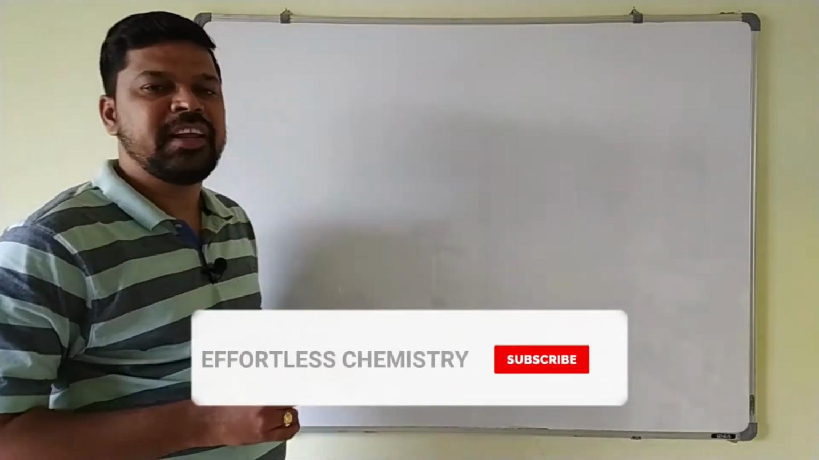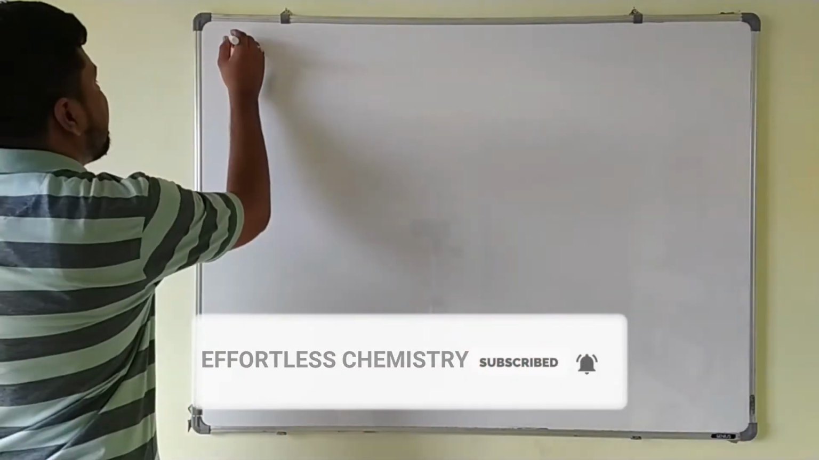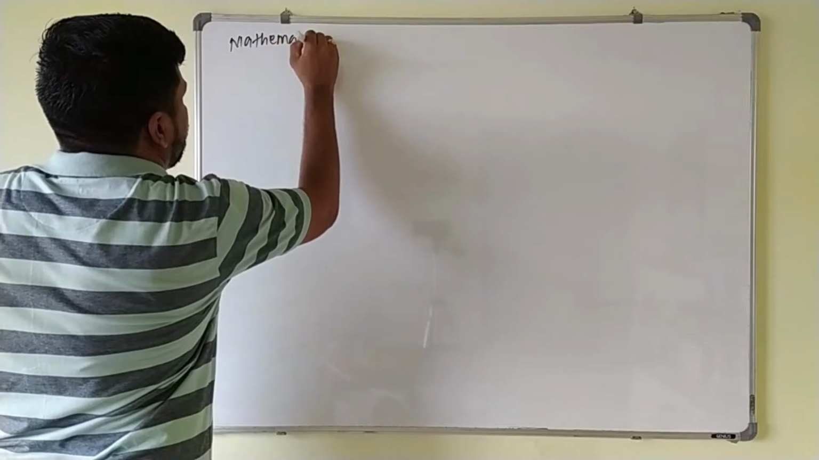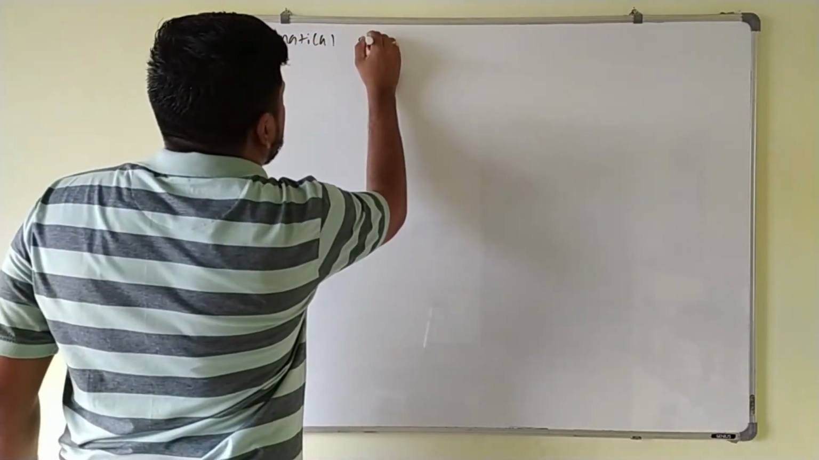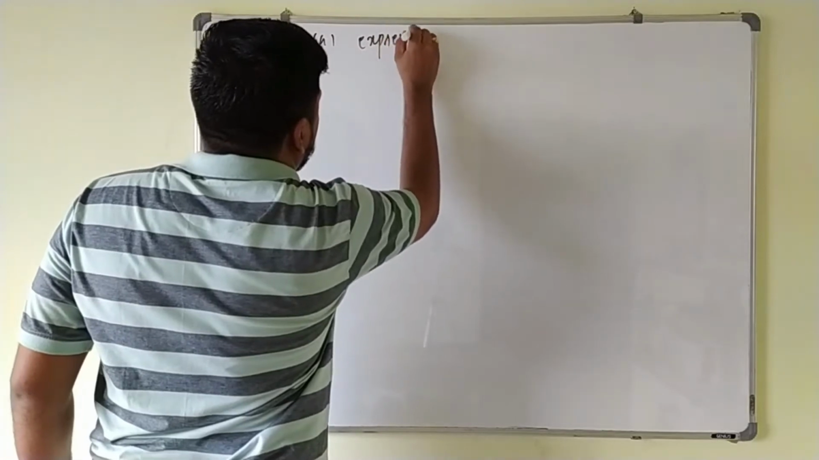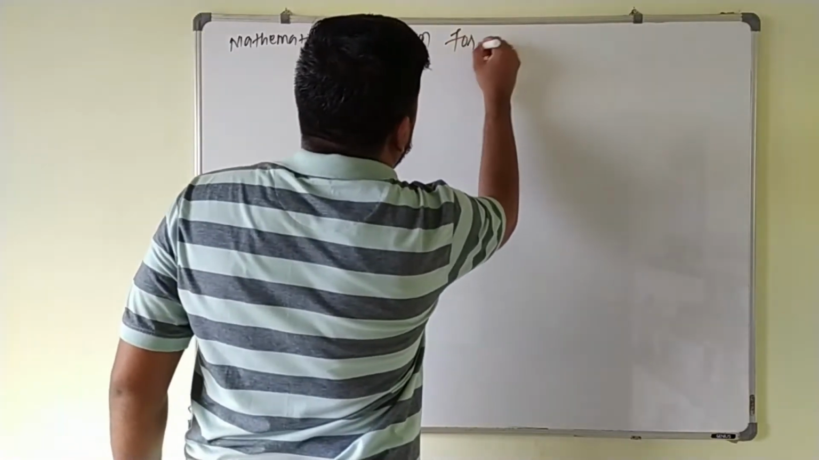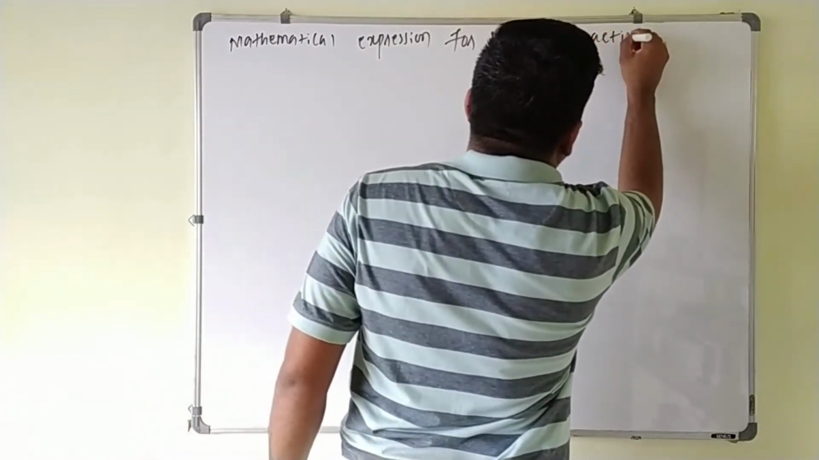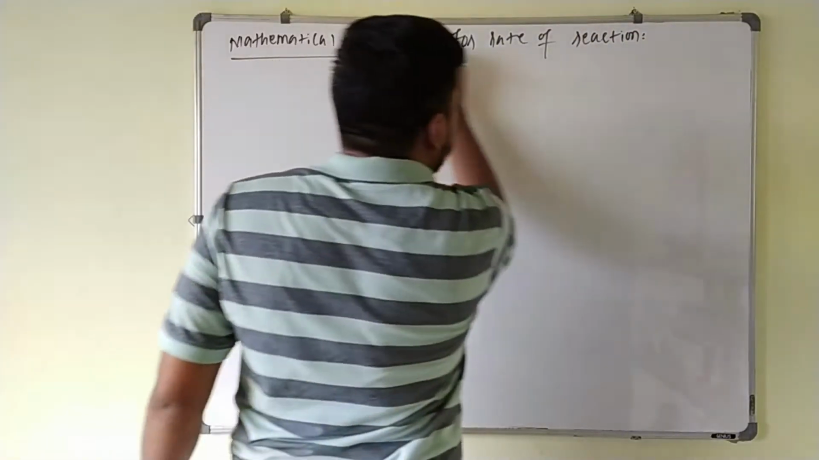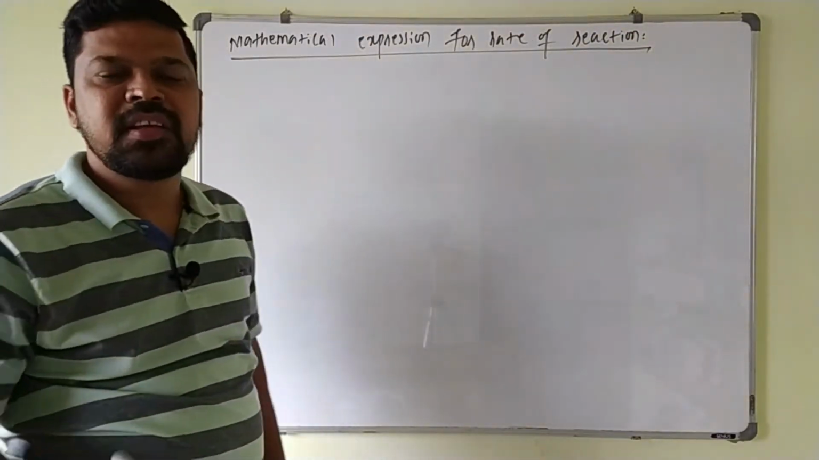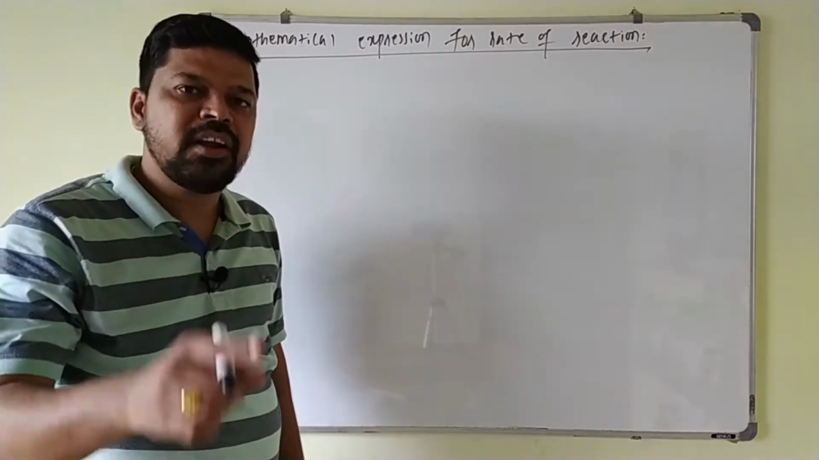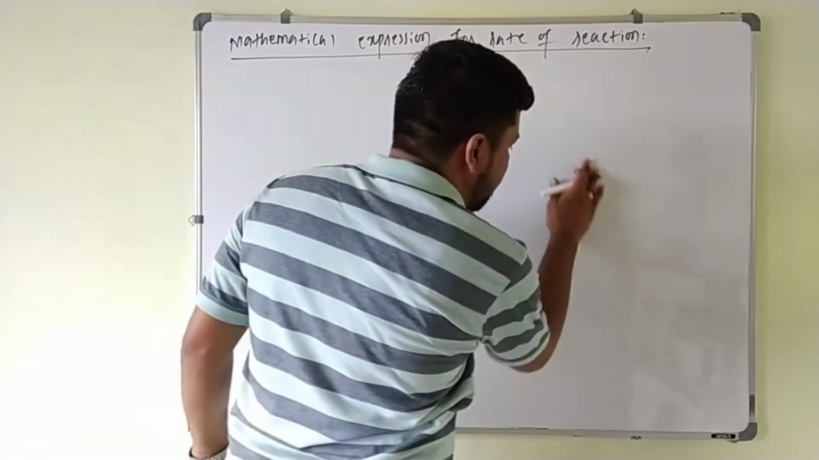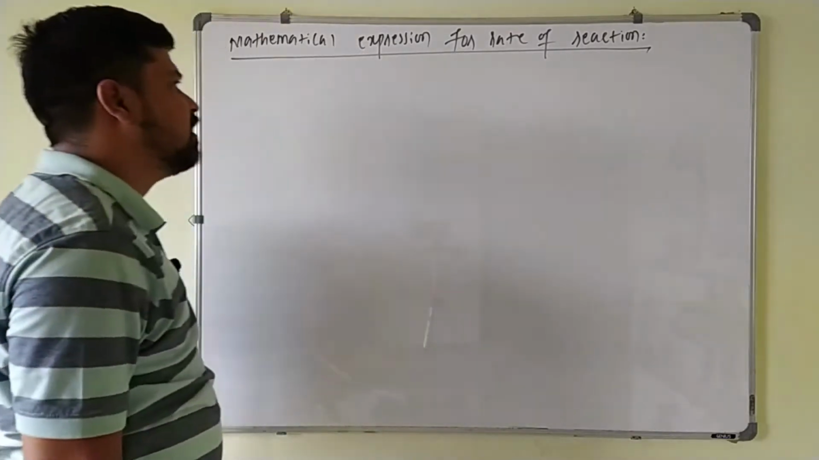So the next point is writing a mathematical expression for rate of the reaction. In this one, a hint you have to remember is that always the rate of the reaction is defined for 1 mole of the reactant or 1 mole of the product here. That is the hint to write the mathematical expression for the rate of the reaction here.